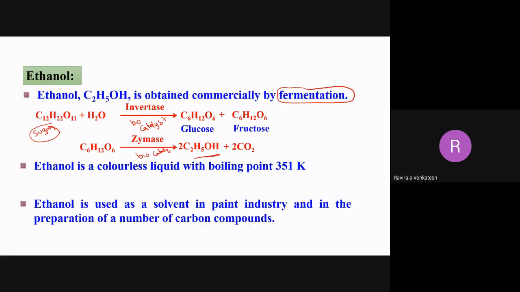What biocatalysts, what enzymes are we using? One is invertase, for conversion of sucrose into glucose plus fructose. The other is zymase, for conversion of glucose into ethyl alcohol, which is called the fermentation process. Nobody asks about the boiling points here. Generally, ethyl alcohol is used as a polar solvent, in the paint industries.